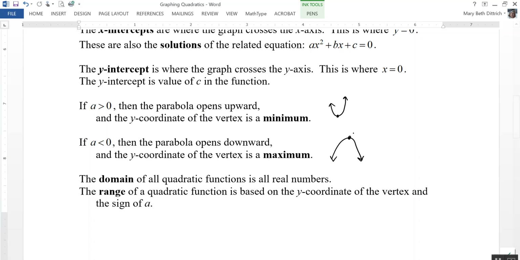The domain of every quadratic function is all real numbers. That means that x can be any value. And the range of the quadratic function is based on the y-coordinate of the vertex and the sign of a. So for example, here where a is positive, my range is going to be y is greater than, since it's going up, greater than or equal to the y-coordinate of my vertex. When a is negative and my parabola opens downward, my range is going to be y is less than or equal to the y-coordinate of my vertex.